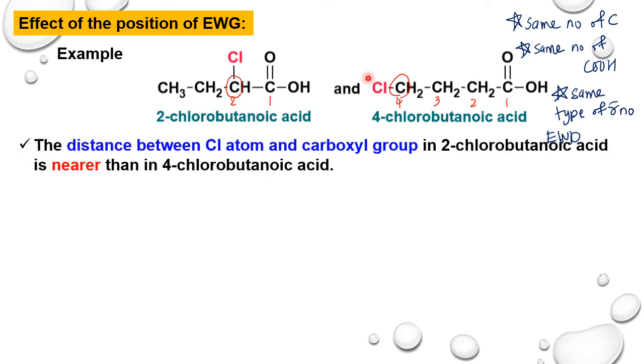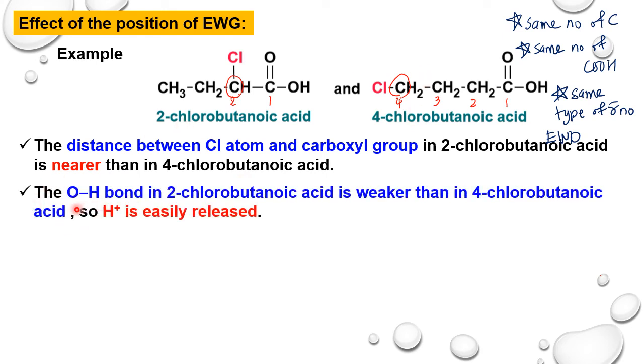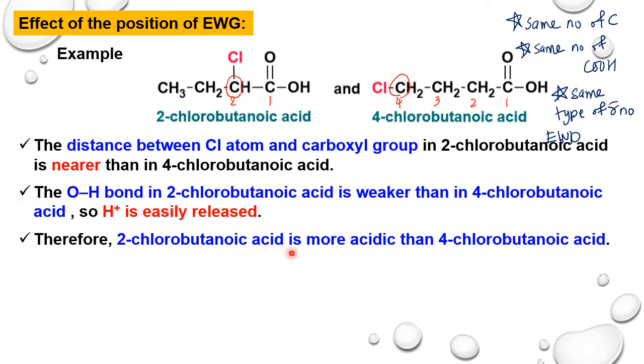Jadi awak akan kata the distance between chlorine atom and carboxyl group in 2-chlorobutanoic acid is nearer. Awak akan kata dekat sini lagi dekat, is nearer than in 4-chlorobutanoic acid. So, sudahnya awak akan cerita pasal apa? You going to tell about the OH bond. So, the OH bond in 2-chlorobutanoic acid is weaker than in 4-chlorobutanoic acid. Kenapa tadi? Sebab electron density kat sini dah tarik. Kat sini tarik, tapi tarik sikit je. So, masih lagi tinggi electron density over here. So, that's why the H plus is easily released dekat mana? Dekat sini. Thus, therefore, the 2-chlorobutanoic acid is more acidic than 4-chlorobutanoic acid.